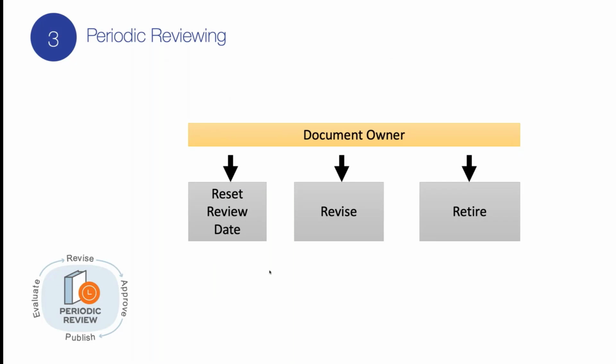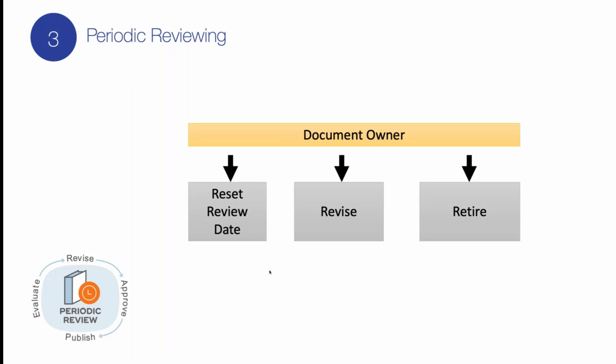It's very simple, really. The document has been marked with the review cycle. So as in the previous examples, we're talking about 365 days or a year. The document will be automatically sent to the document owner, and it will be resting within their assignments. And they have a number of choices.